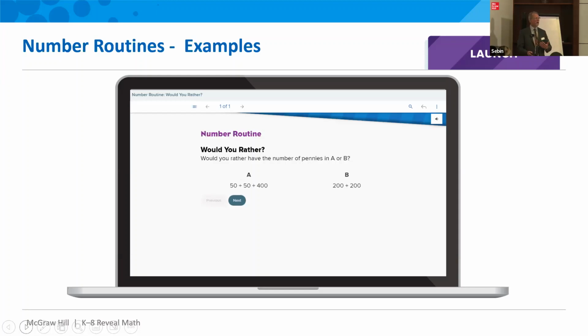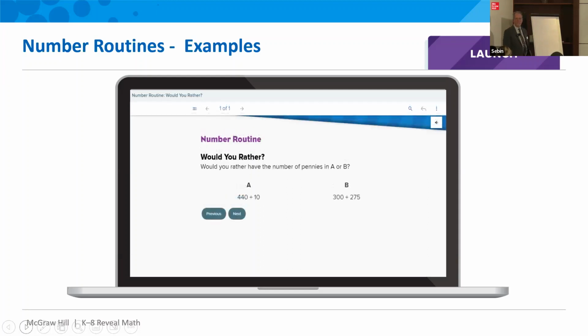And then typically what we do, we have a number of these in a row that they need to do. So like with this one, which would you rather have here? Would you rather have 440 plus 10 or 300 plus 275? What about this one?